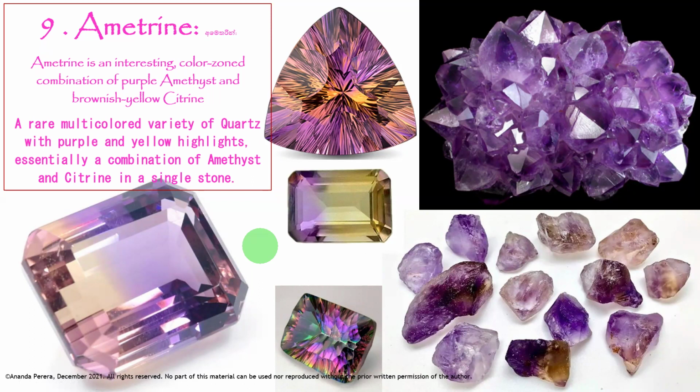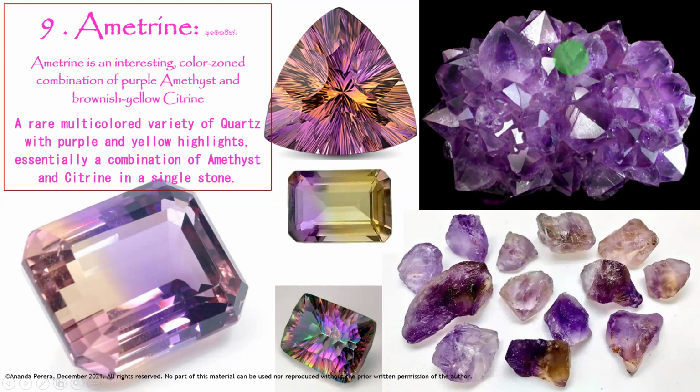Number 9 is Ammetrine. Ammetrine means amethyst and citrine joined in one gem. Amethyst is purple, citrine is yellow. Both colors are mixed. Look at this. This side is amethyst, this side is citrine color. Look here. It is giving a beautiful color. These are called Ammetrine.